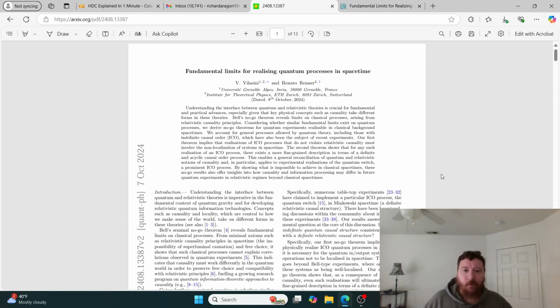So this research paper, Fundamental Limits for Realizing Quantum Processes in Space-Time, very specifically makes an argument that quantum mechanics and quantum physics is kind of a dimensional overlay on top of relativistic physics, that both exist at the same time, and it kind of serves to unify the two. It's just that they both exist within the same space, but different dimensions, and that's a hard concept overall for humans to process and to think about, right?